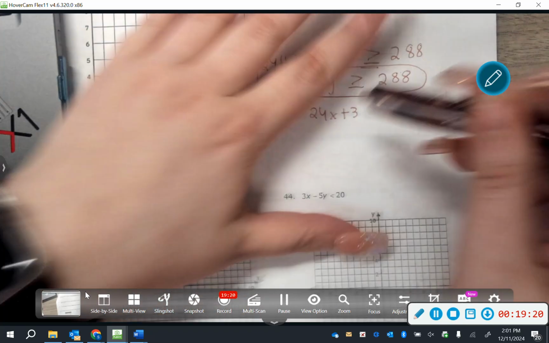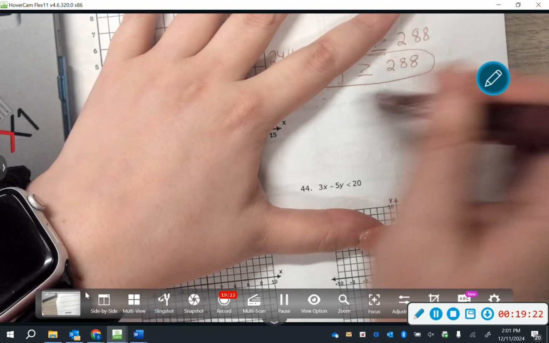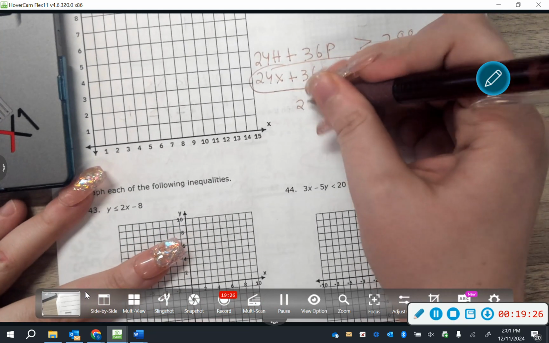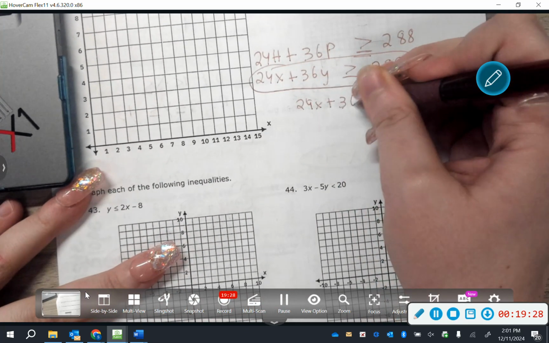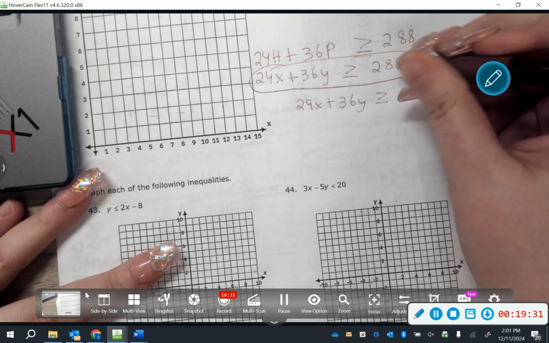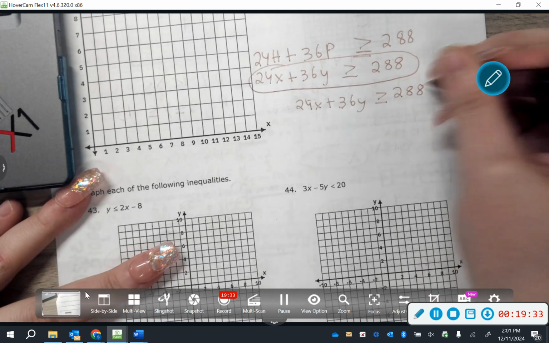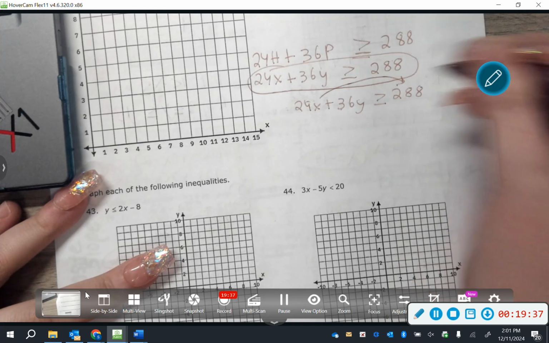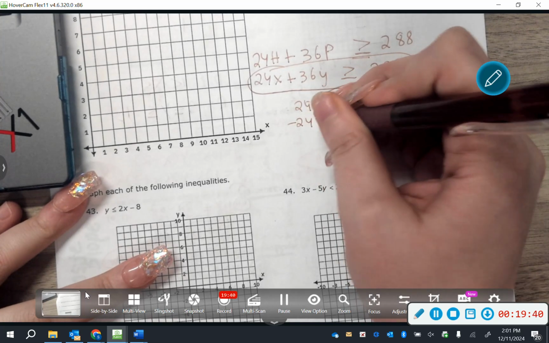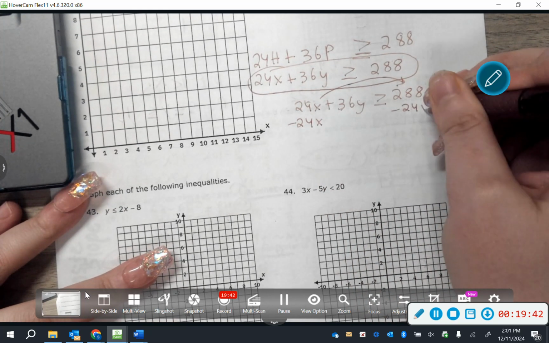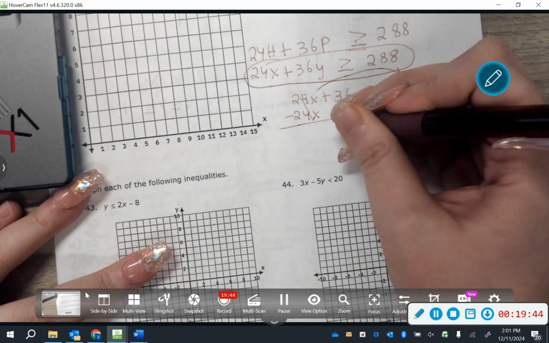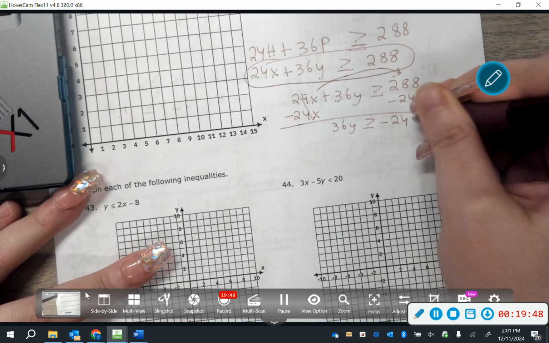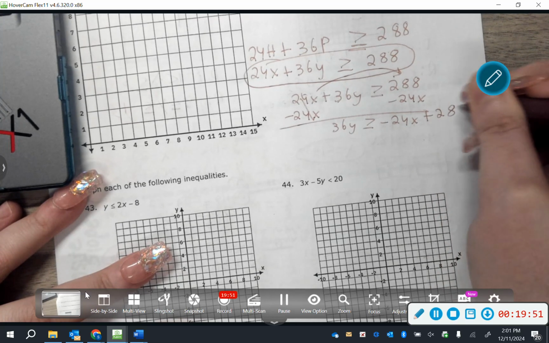Or do y'all want to do cover up? Let's do cover up method. I can show you both if I need to. I'll show you both. Okay, so we have 24X plus 36Y is greater than or equal to 288. I want to get the Y by itself. The opposite of a positive 24x is minus 24x to both sides. So you have 36y is greater than or equal to negative 24x plus 288.